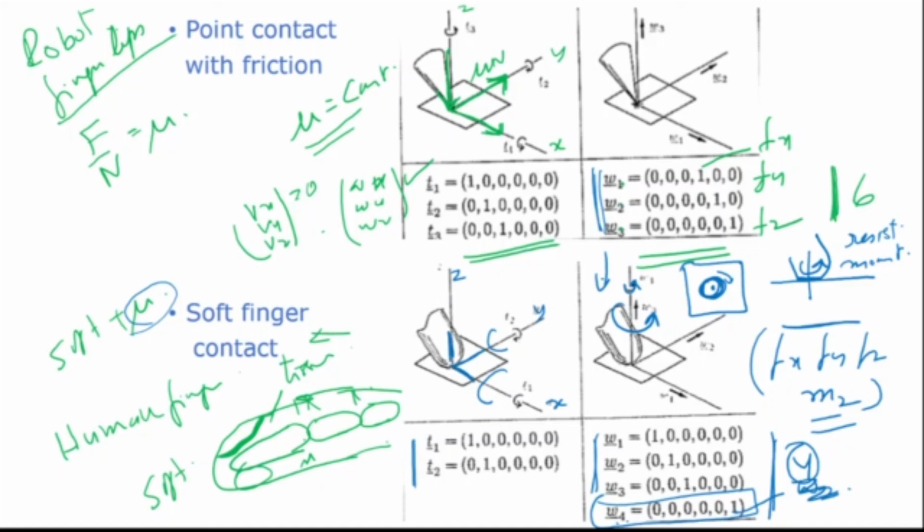And there is one moment in this direction, so it will not allow you to rotate about z. It will only allow you to rotate about x and about y, so wx and wy. It is allowing rotation about the x and y axes only, but not about the z axis. Again this is 2, so it is 4 plus 2, which is equal to 6.